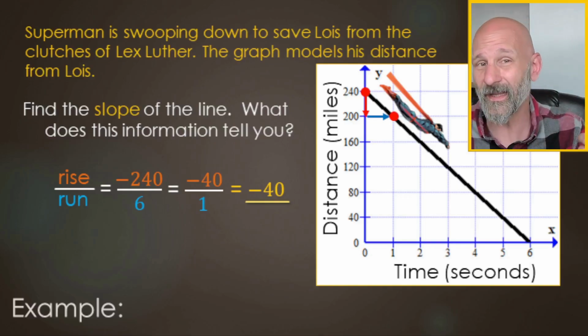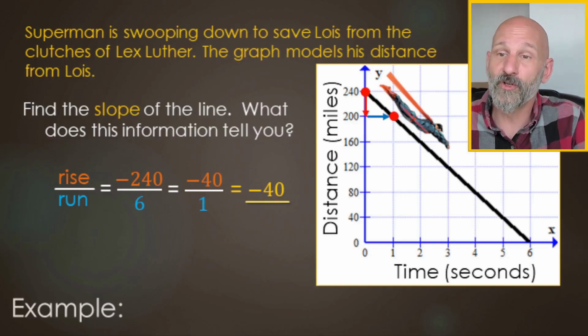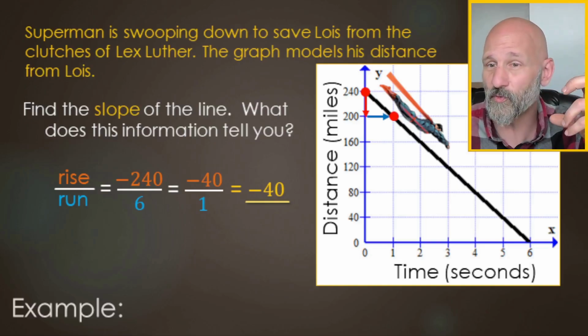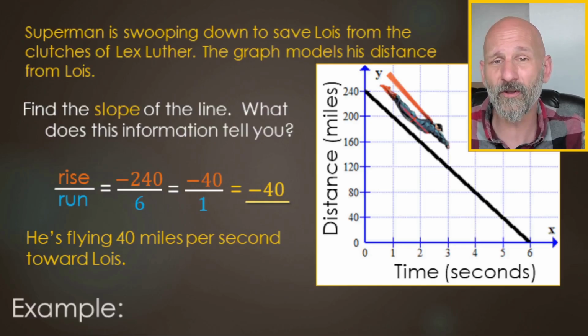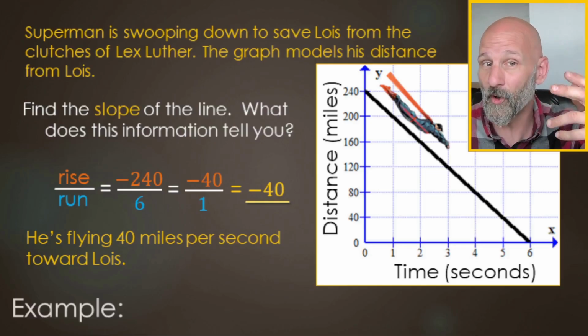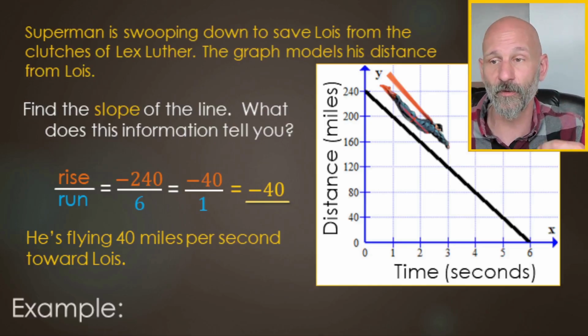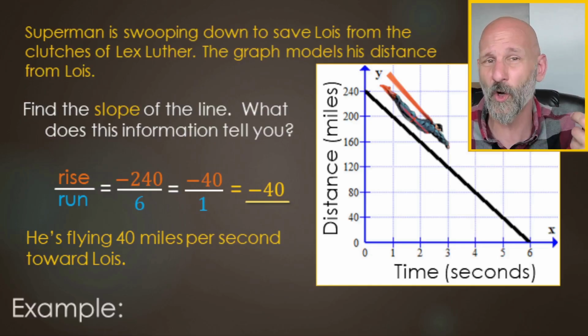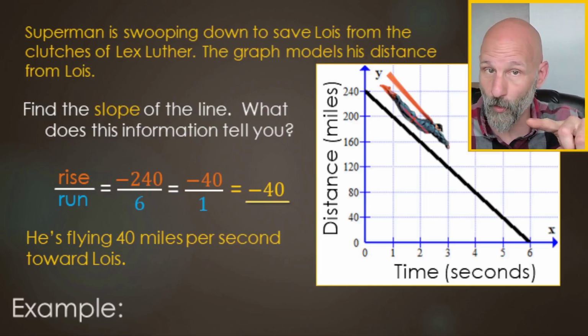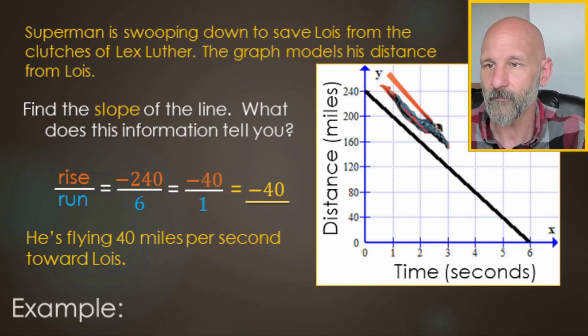Now, as far as relating the slope, negative 40, to the scenario here with Superman swooping down to save Lois, it basically means he's flying 40 miles per second towards Lois. That distance that he is from Lois needs to decrease. So that's that towards part. And this is similar to the difference between slope and rate. The slope is negative 40. The rate is 40 miles per second towards, or decreasing.